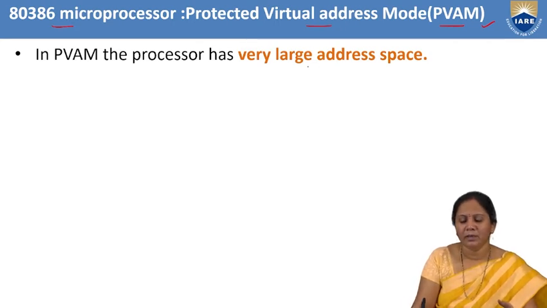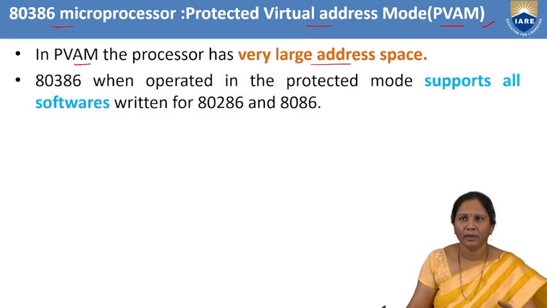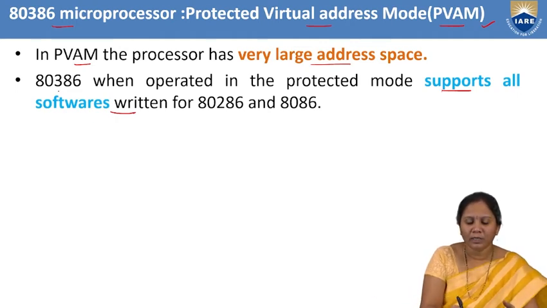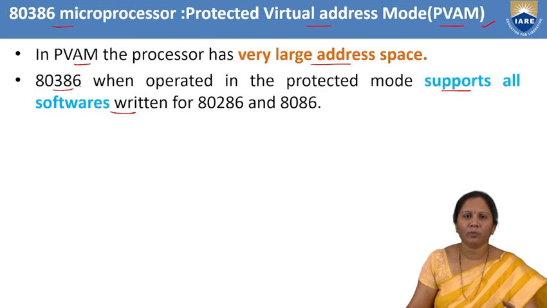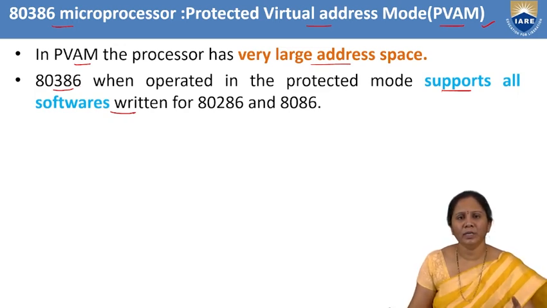So here, when the processor is operating in this mode, it has a very large address space and also it supports all the software that is written for the 80286 and 80386 microprocessors. Coming to the 80386 microprocessor, we have a segmentation unit and a paging unit available. These two units give an efficient memory management mechanism.